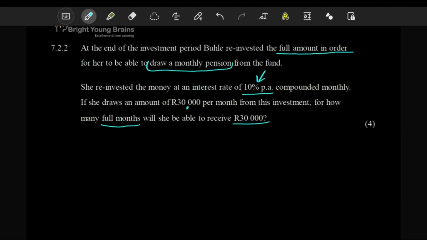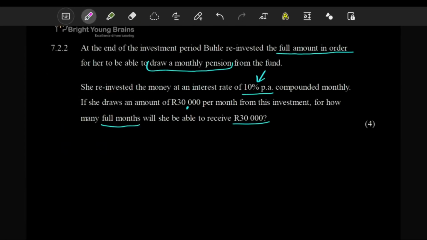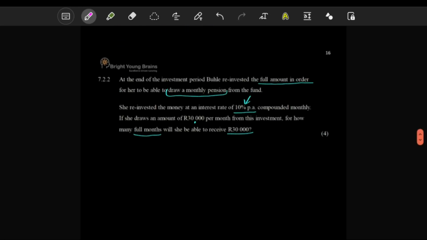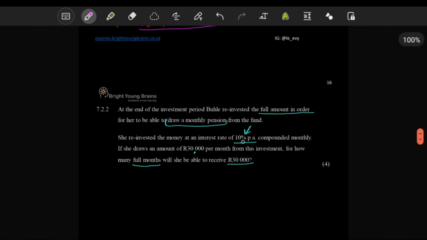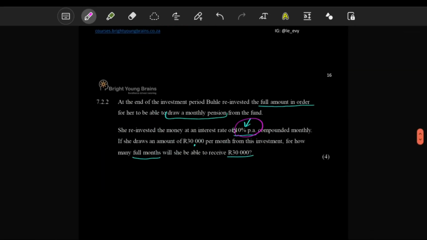So a scenario like this, you're going to use the P formula to help you answer it. The reason is that the analogy behind a question like this is that you want to think of this almost like a loan. You can almost think of this as a loan to herself. And then this loan to herself gains interest of 10% per annum. But then over the months, she is withdrawing from that money.